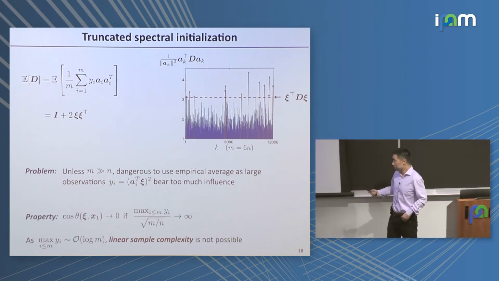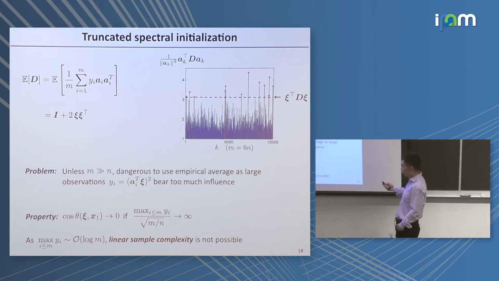And then with a very simple analysis of this eigenvector problem, you can show a deterministic result: the angle between the eigenvector and the true vector will converge to 0 if the maximum value of yi divided by the sampling ratio goes to infinity. So if the sampling ratio is finite, of order 1, but in this case the maximum yi is 2 log m, then clearly the angle is 0. Okay, so that means if you don't do anything, linear sample complexity is not possible for this method.